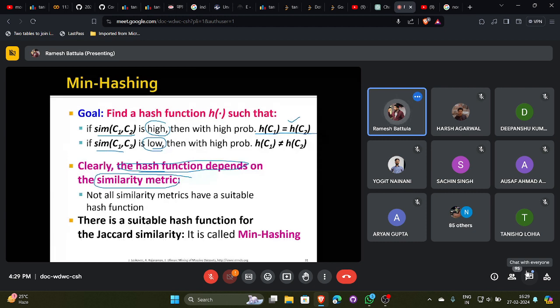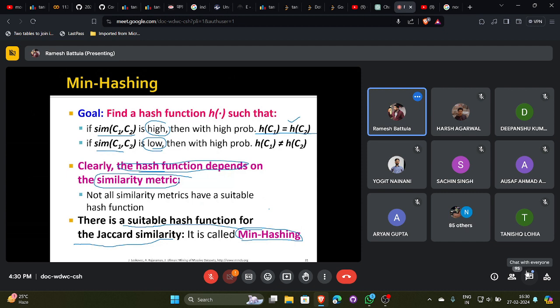One more point we need to understand: all hash functions may not use the same similarity function. We try to understand a suitable hash function for Jaccard similarity, and we call that min hashing. So what is min hashing? Min hashing means a suitable hash function for Jaccard similarity is called min hashing. The definition is very clear to all of you.